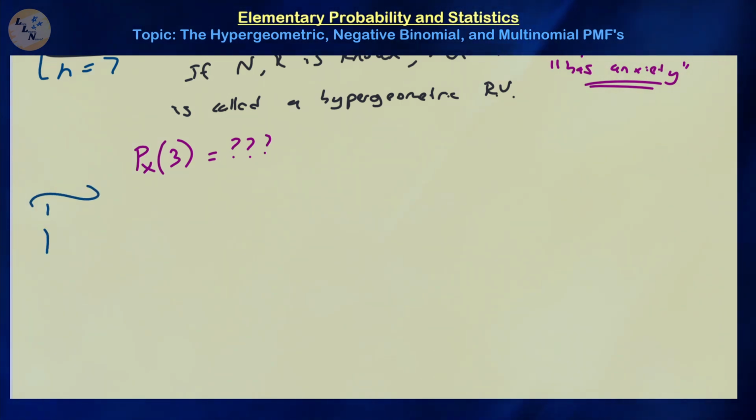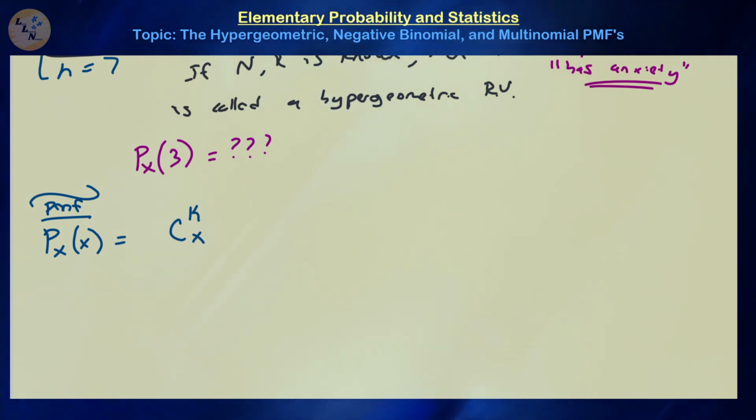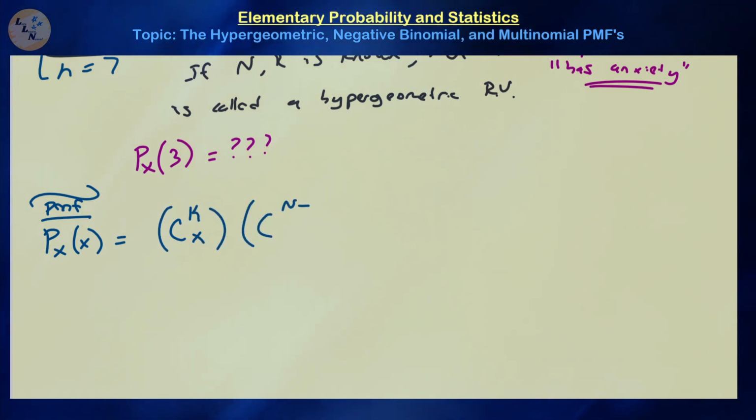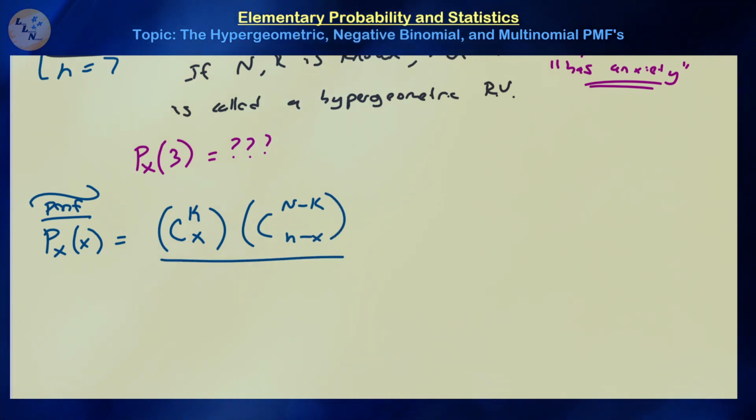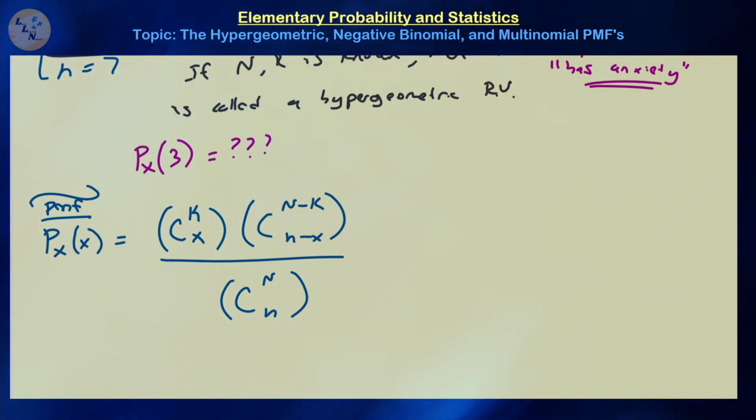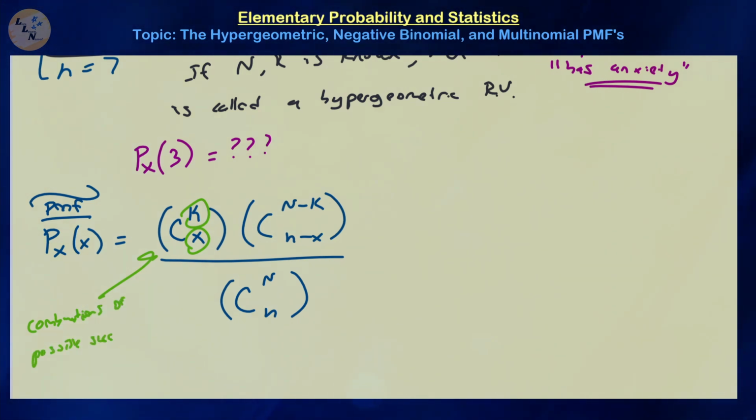So the probability mass function for a hypergeometric random variable is given by P_X of x equals C(K, x) multiplied by C(N minus K, n minus x) all over C(N, n). Let's take a look at what each of these elements represents. C again represents combinations. Remember, K is the number of possible successes in my population, and x is the number of successes in my sample. So this is the combinations of possible successes.